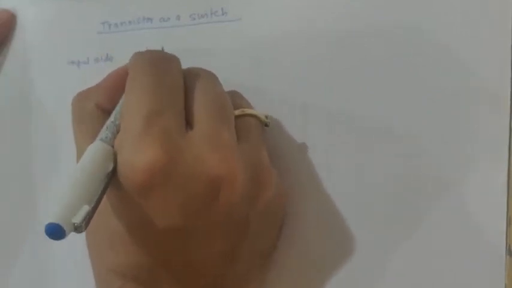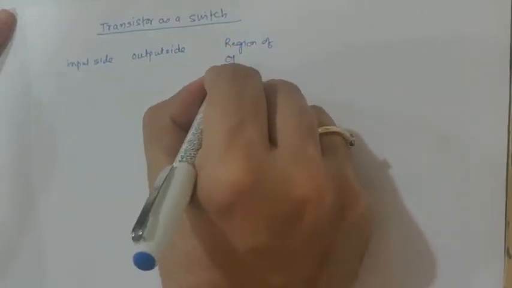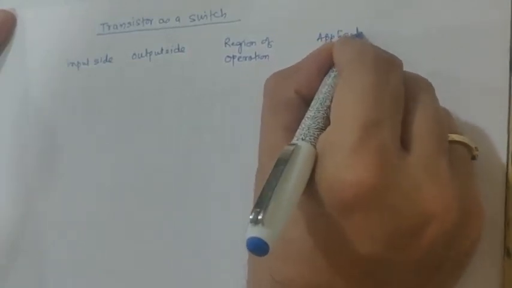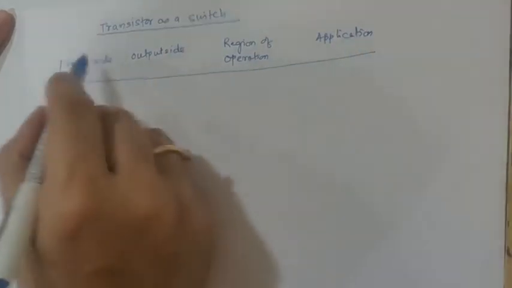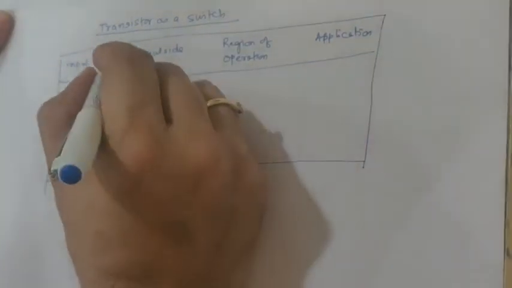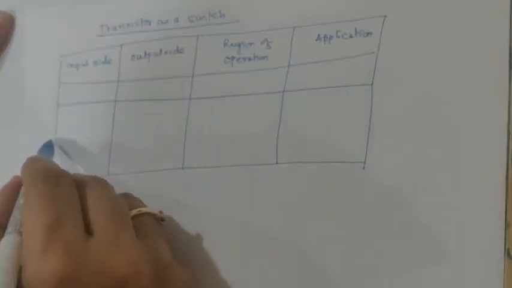So let us have the chart in which I am considering the input side, then the output side, then the region of operation, and the last one is its application in that particular region. This chart will give me the idea of how the transistor works, and if it is working in that region, then what will be its application.